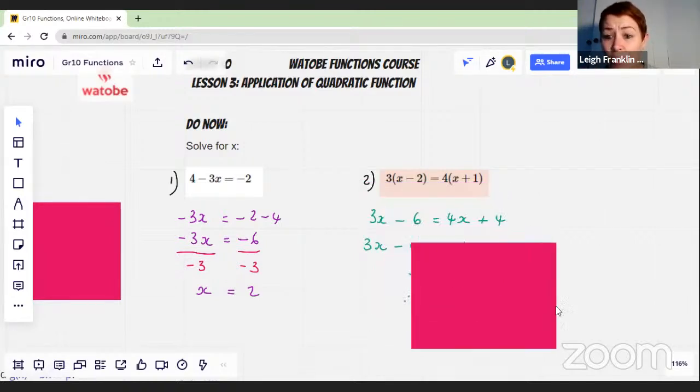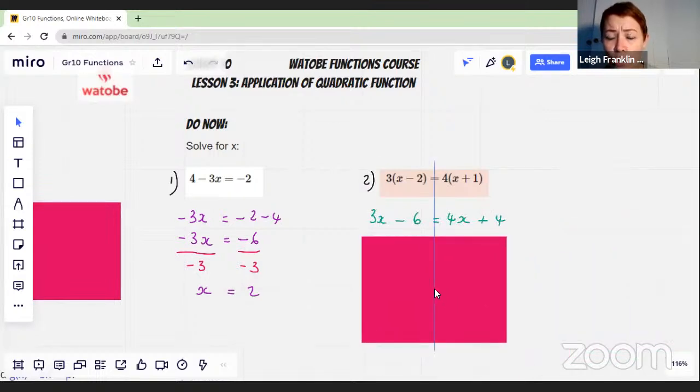Let's just double check that I'm right. Okay, so what has to happen here, grade 10s, is the first thing that we have to do is we have to remove the brackets. So we're doing that using the distributive law. So we say 3 times x gives us 3x, and 3 times -2 gives us -6. That's on the left-hand side of the equation.